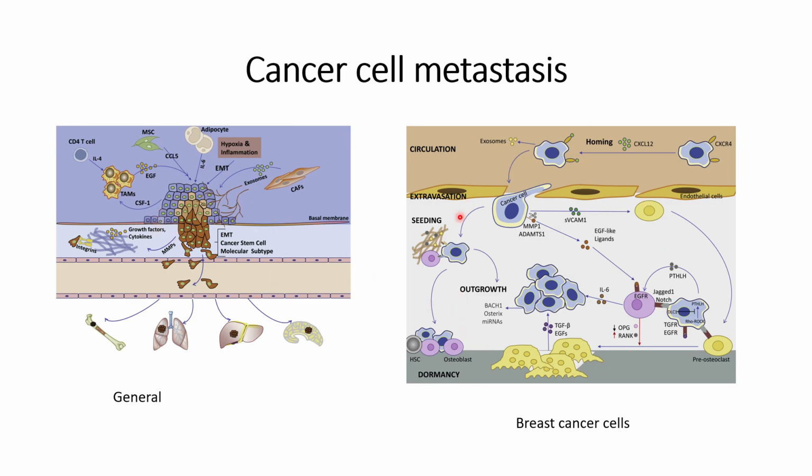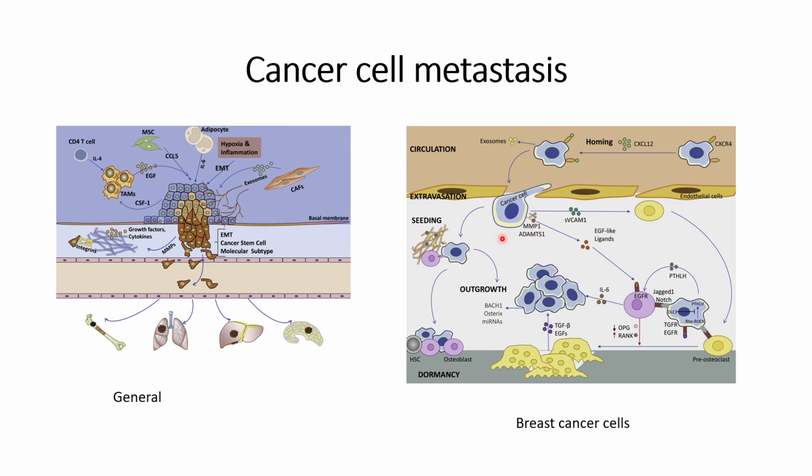The one on the right side shows how breast cancer cell metastasis occurs. First, these tumor cells interact with CXCR4, and then move to extravasation, moving outside the endothelial cells. And in the endothelial cells, as we know, the MMP1 protein, metalloprotease 1, will help in secretion of cytokines and growth factors that help in the growth of the cancer cells.